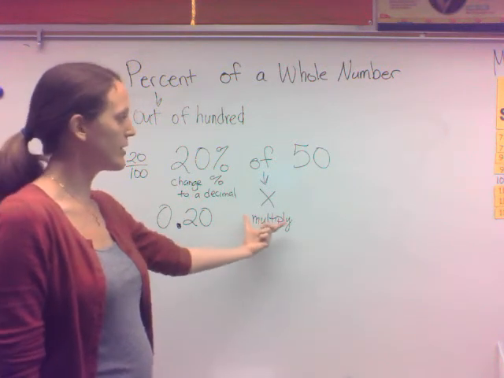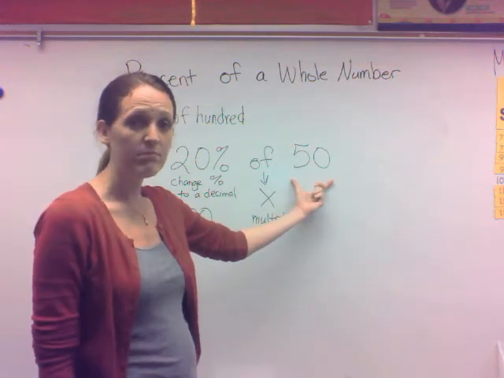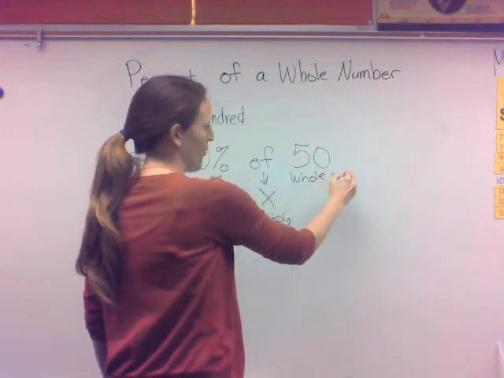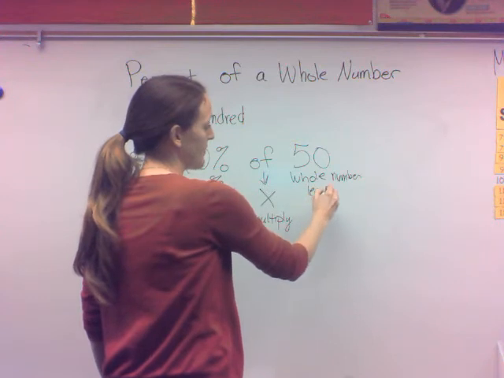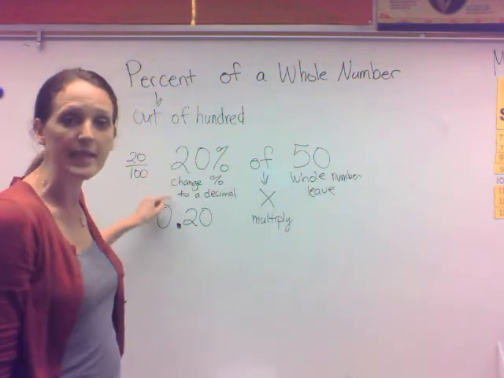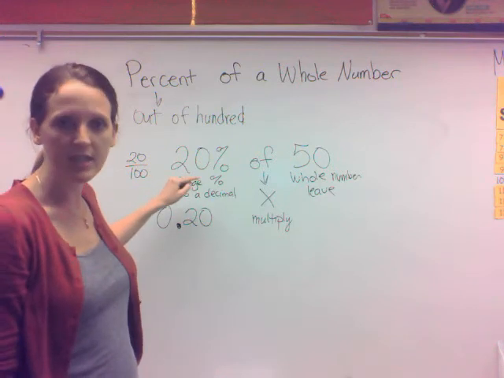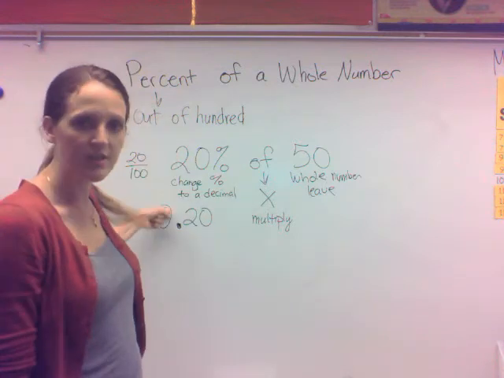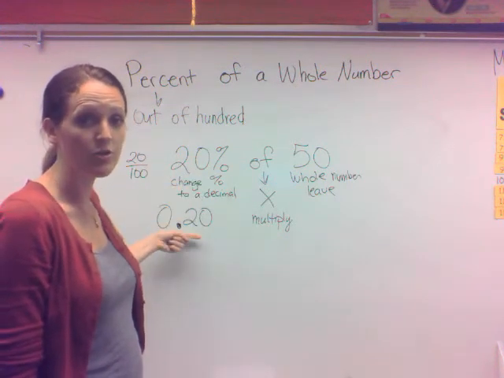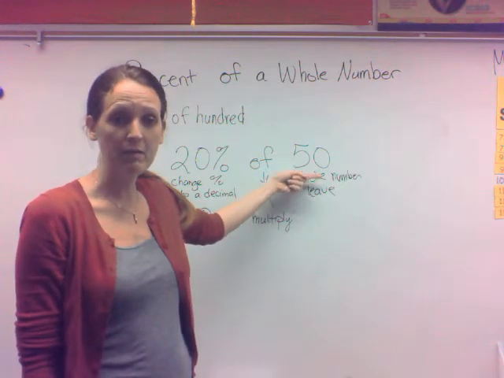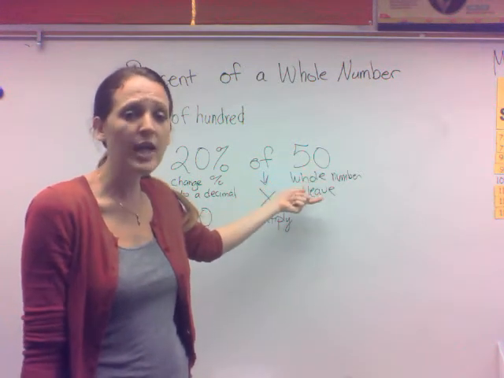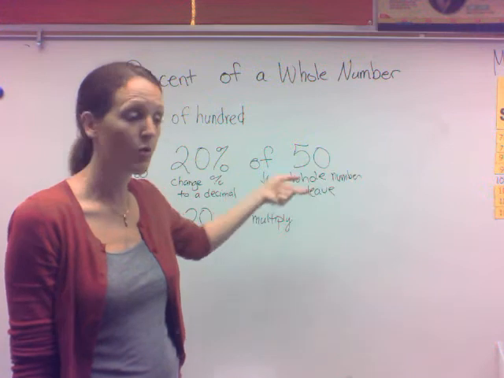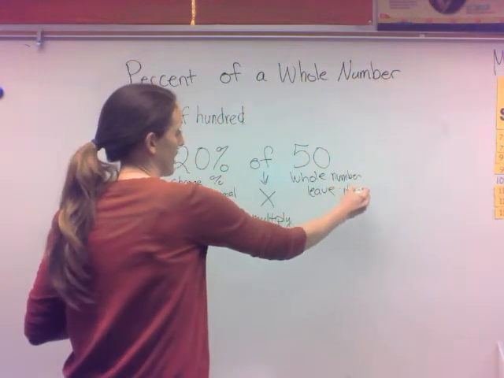So 20 out of 100 times, and this is a whole number, so we leave our whole number alone. We can't change it because 50 is 50. I'm not changing the amount, I'm just giving it a different name. Like, you might have a first name and a nickname. These are different names, but it's the same amount. If I start putting a percent or a decimal on this 50, I start changing the amounts. This 50 is a whole number. There's no other way to write 50. 50 is 50. So we leave it alone.